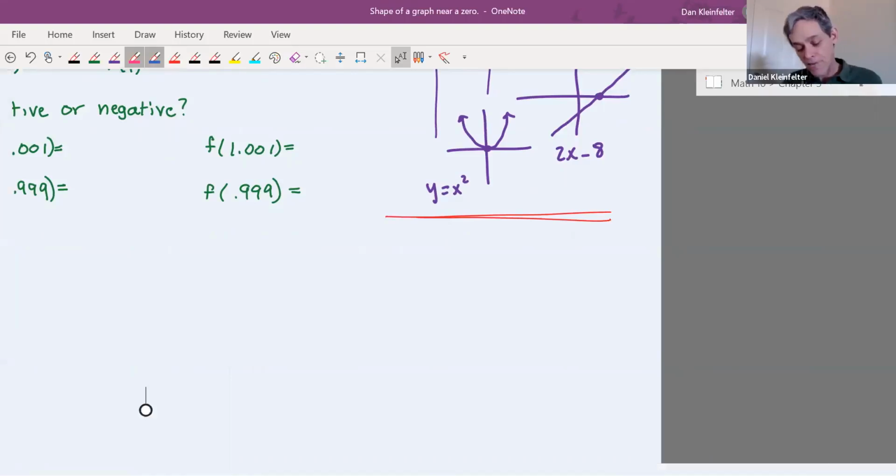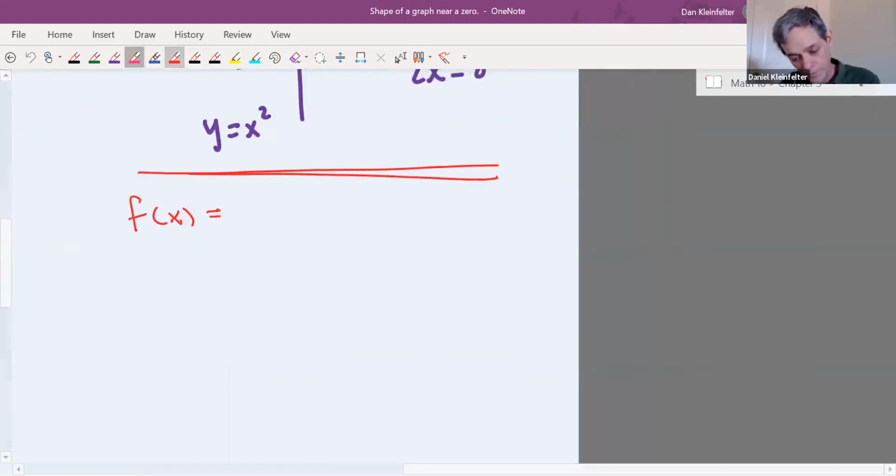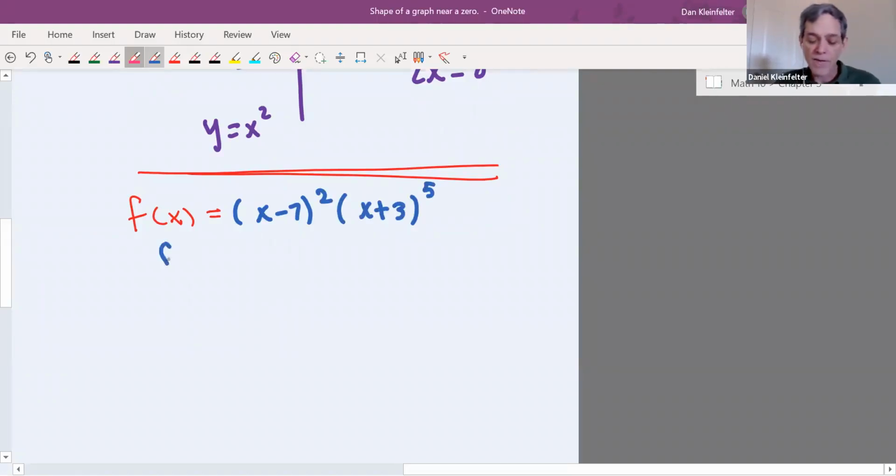So let's say that f of x is equal to x minus 7 squared times x plus 3 to the 5th power. Okay, f of 7 is equal to 0, right? And f of -3 is equal to 0. Okay, so these are the two zeros of f. But 7, its corresponding factor is x minus 7, and that occurs twice in the factorization. So this one will have multiplicity 2.